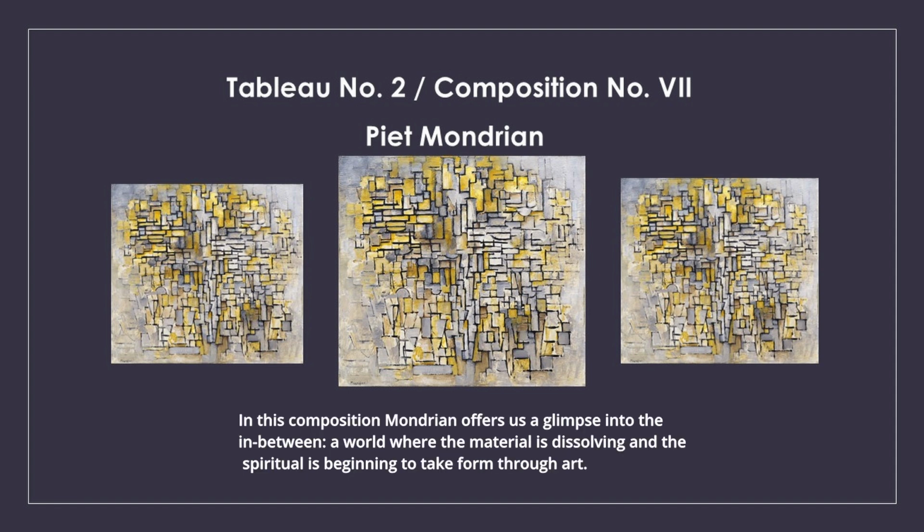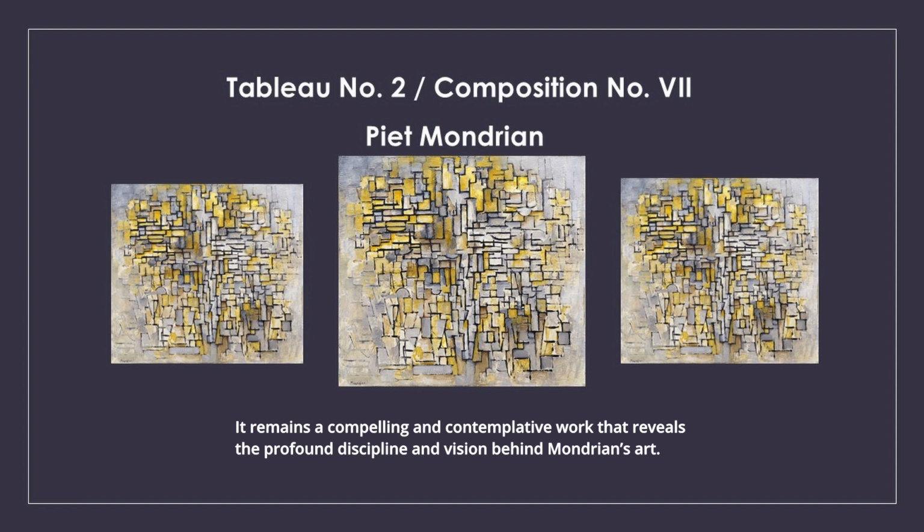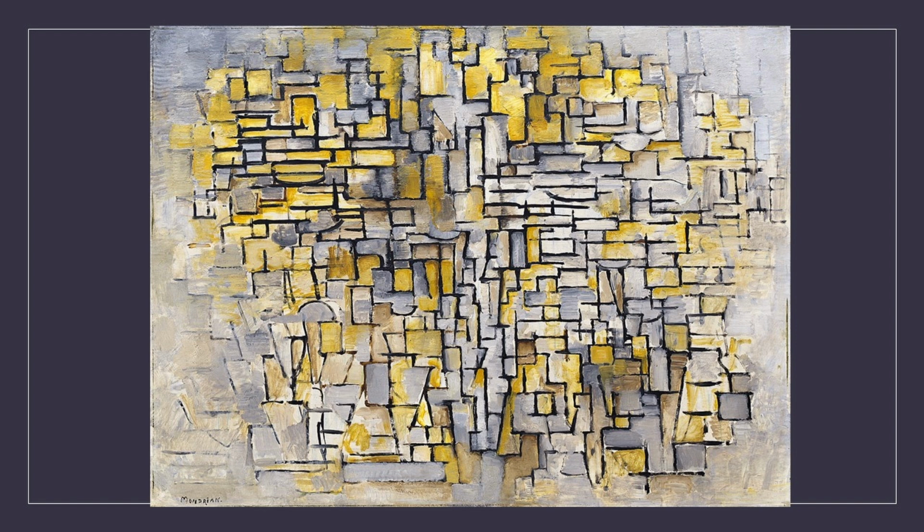In this composition, Mondrian offers us a glimpse into the in-between, a world where the material is dissolving and the spiritual is beginning to take form through art. It is both a farewell to representational painting and a bold step toward one of the most influential abstract styles of the 20th century. It remains a compelling and contemplative work that reveals the profound discipline and vision behind Mondrian's art.